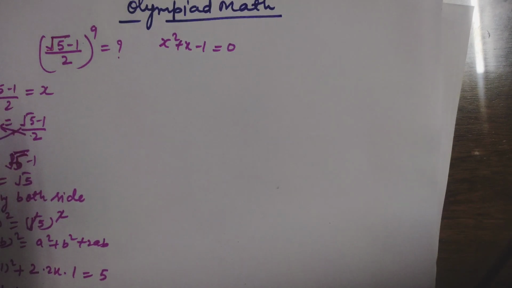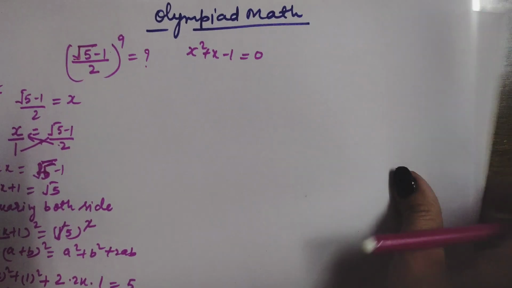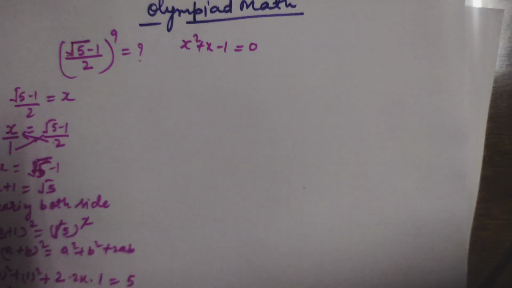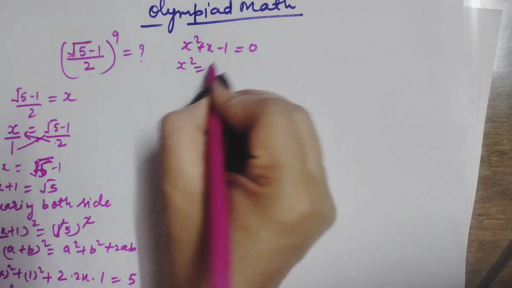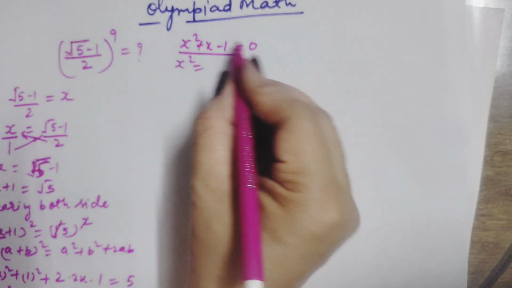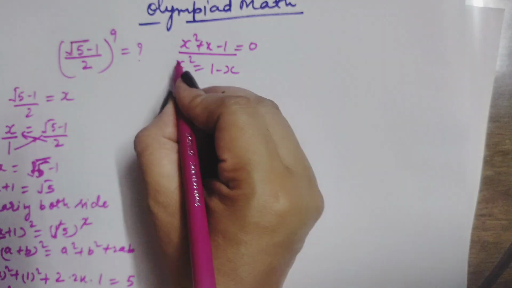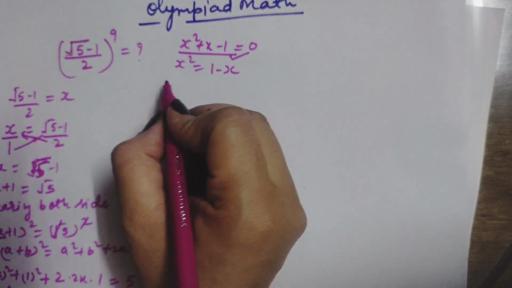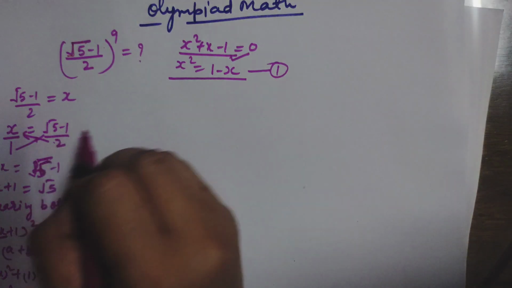This is our quadratic equation, and we need to find the value of the expression, where in the first step we assumed this portion is x. So first of all we will find the x square value in this equation. When 1 goes to the right hand side it will be positive, and x is negative. So x square equals 1 minus x. This is equation number 1.